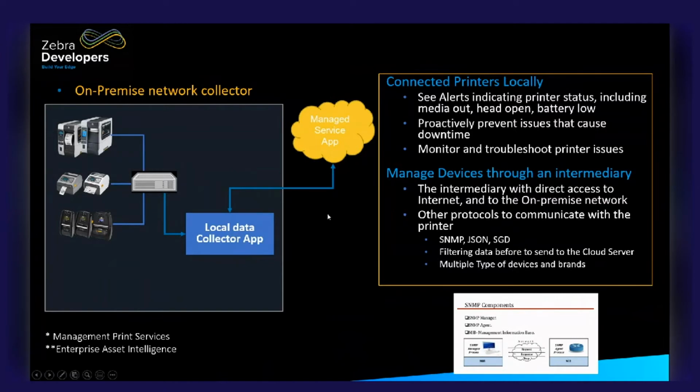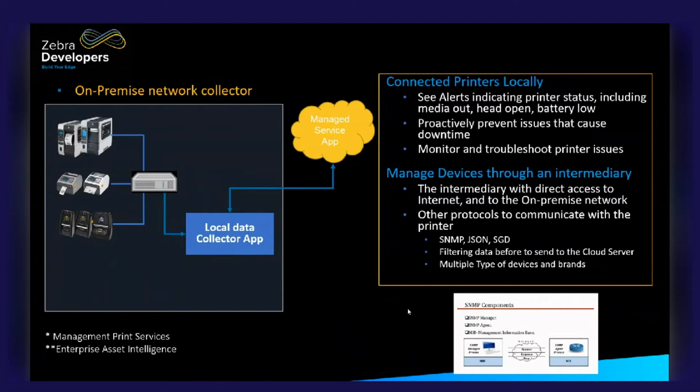And in some cases, this configuration is useful for you, and also you can work mainly through SNMP. Also, you can use JSON or SGD commands. One of the nice things about this configuration is that you can filter data before sending that to the cloud. And the other important advantage of this configuration is that many other brands of printers are using the SNMP protocol, so you can have a mix of fleets, Zebra printers with other kinds of printers in your configuration, so you can use this other architecture to work through this.